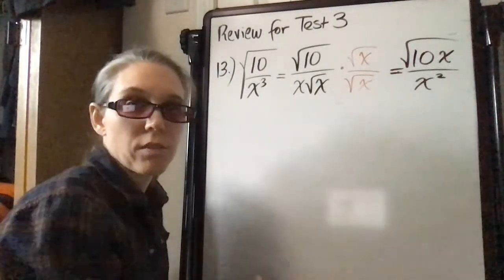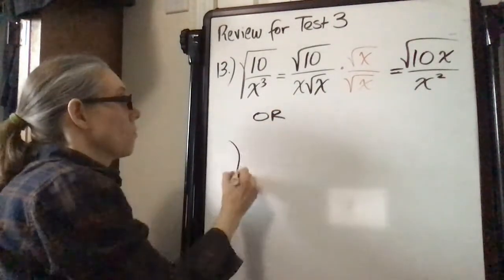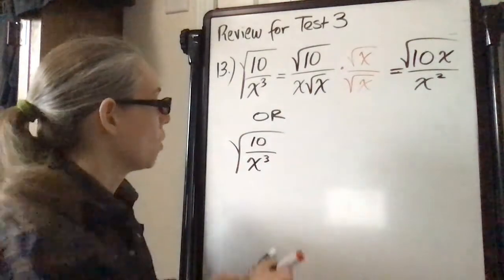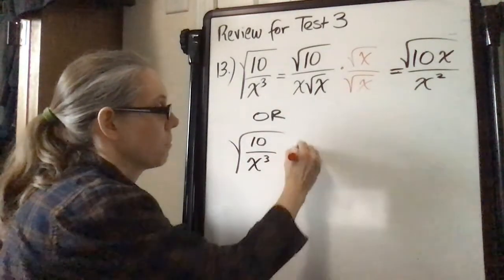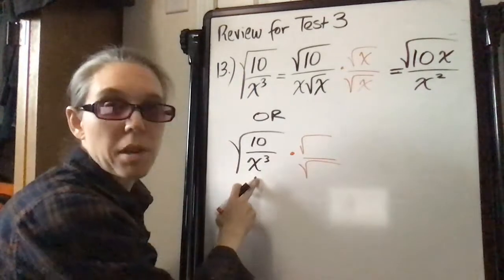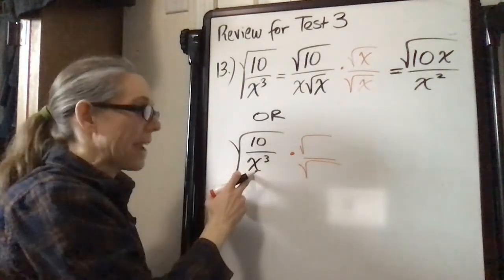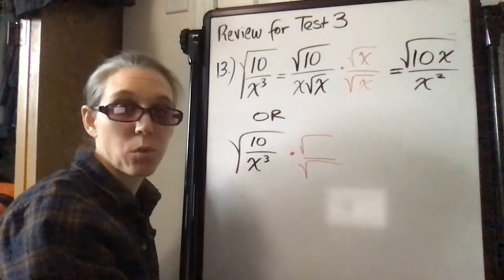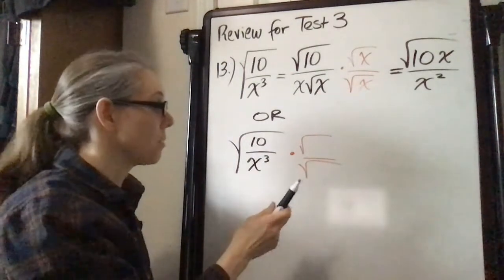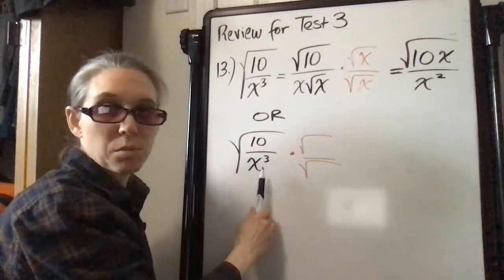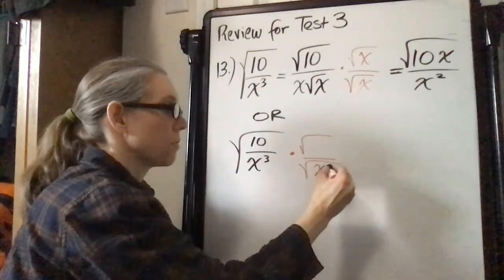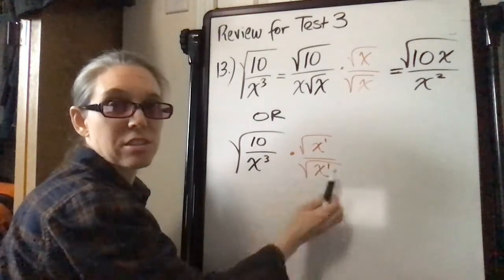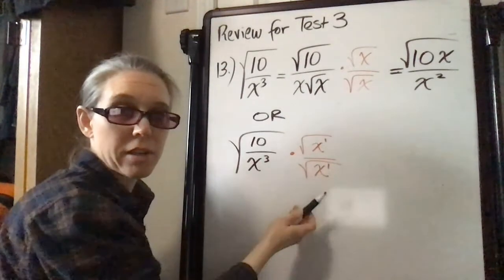So an alternative way of doing this problem is you can ask yourself, what do I need to multiply this denominator by to make it a perfect square? Well, you can multiply by x cubed over x cubed, but then that's going to require some extra simplifying work. The most efficient way of doing this problem is to say, if I simply multiply x cubed by x to the first power, x cubed times x to the first power is x to the fourth power, and x to the fourth power is a perfect square.